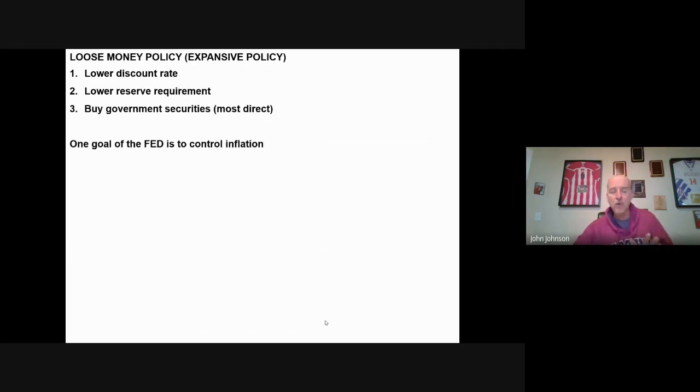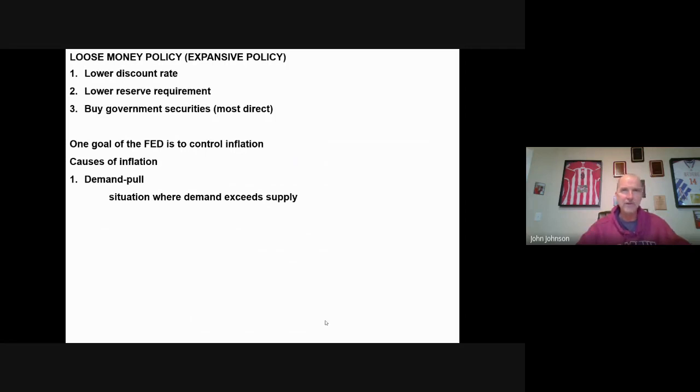So one of the main goals of the Fed is to fight inflation. That is rising prices. Okay, we need to regulate inflation, or they need to regulate inflation. And here's a cause of inflation. It's called demand pull. That's a situation where demand exceeds supply. Okay, there's that new item out there, and we all remember signs of a shortage, how we would wait in line for a product and stuff like that.